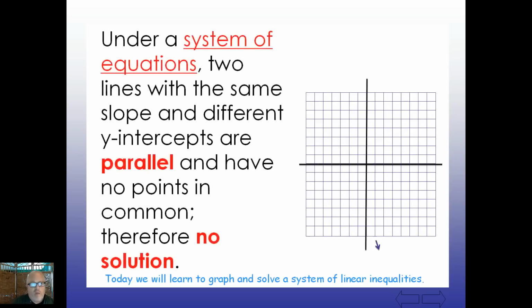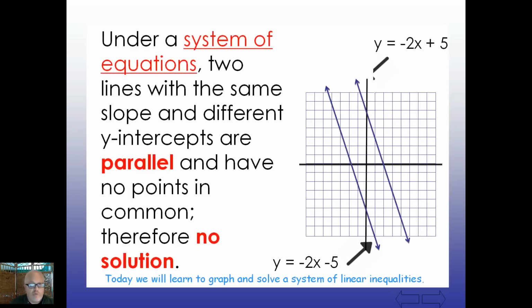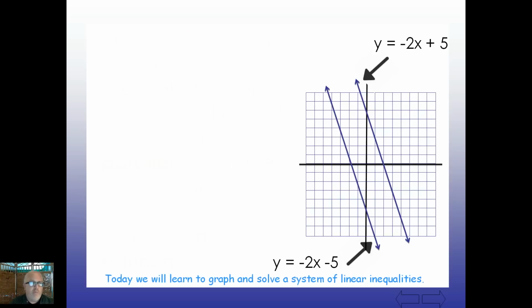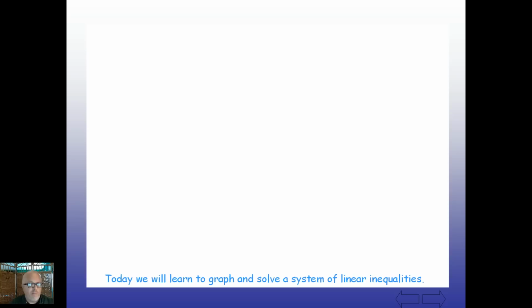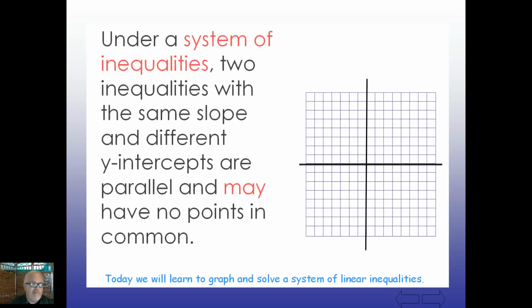All right. Under a system of equations, two lines with the same slope and different y-intercepts are parallel and have no points in common, and we said there was no solution. Remember this in the previous lesson where we had two parallel lines and there was no solution. But now if we're talking about inequalities, they can be a little bit different, because if they have the same slope and different y-intercepts, they're parallel. They may have no points in common, and they may. So let's take a look.